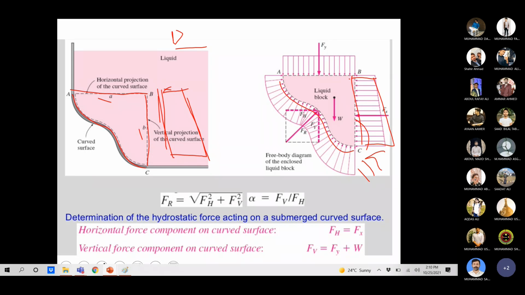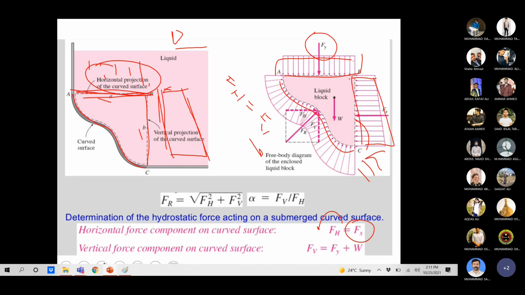So if we are able to find f of x, then it would be equal to f of h. Here you can see that if we just look at the free body diagram of enclosed liquid block, here f of h is equal to f of vertical force. Okay, similarly, if we look at the horizontal projection, so the pressure distribution diagram is exactly a rectangle, as the horizontal pressure is uniformly distributed at its top surface. So f of y we can simply find, which is the force exerted on this length.